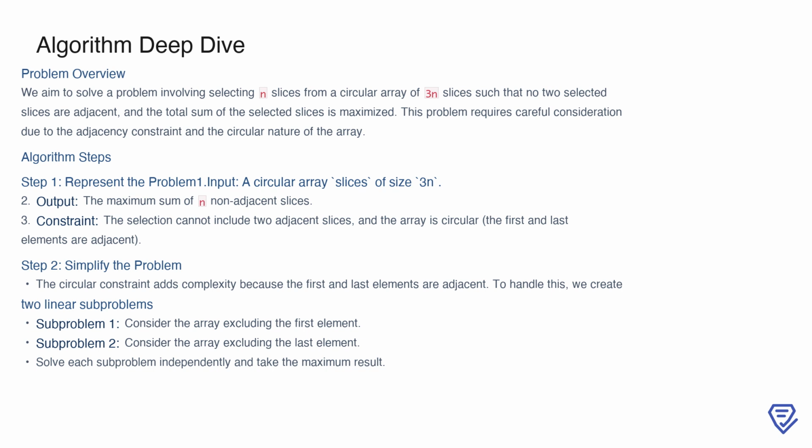To simplify the problem, we break it into two linear subproblems. The first subproblem considers the array excluding the first element, while the second excludes the last element. By solving these two subproblems separately, we can eliminate the circular constraint and focus solely on the adjacency restrictions. Once we have the results of both subproblems, the final solution will be the maximum of the two results.